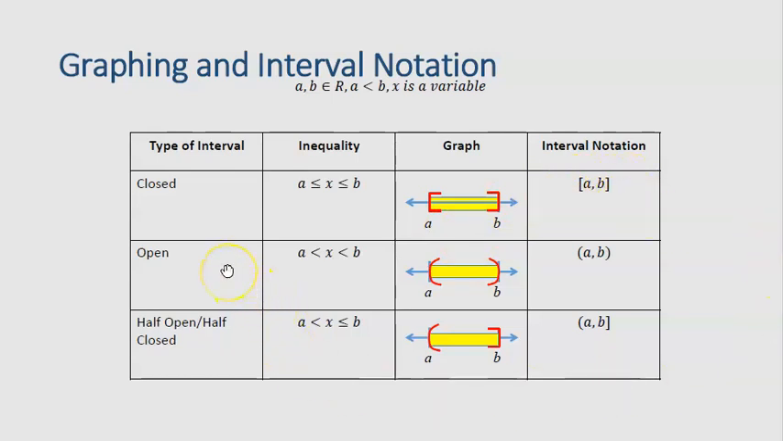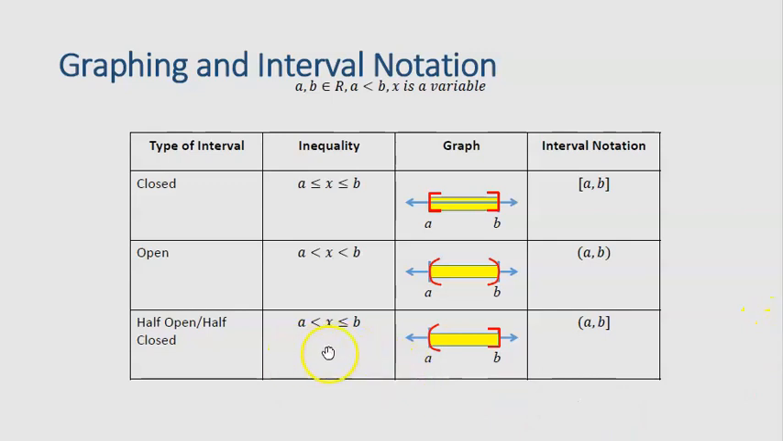We could have an open interval where both endpoints are not included, but we're including everything in between. So again, if you compare this picture to the last, the only difference is that a and b are not included, so there are parentheses at the end of each of those shaded regions. The interval is a comma b, but with parentheses on both sides to show that we're not including the endpoints.